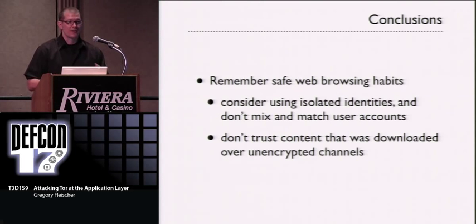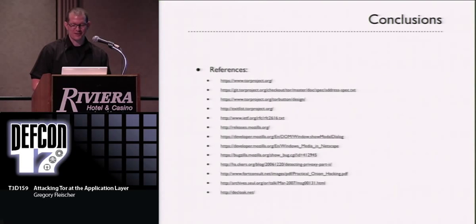Consider using isolated identities. Don't mix your identities. Come up with a specific identity when you're using Tor and only use that identity. Come up with a different identity when you're not using Tor. Only post under a certain account, and be very cognizant of not mixing accounts. And definitely don't ever trust anything that was downloaded over an unencrypted channel. And I guess really don't trust anything that was downloaded over an encrypted channel now either. So that whole SSL thing is pretty funny.